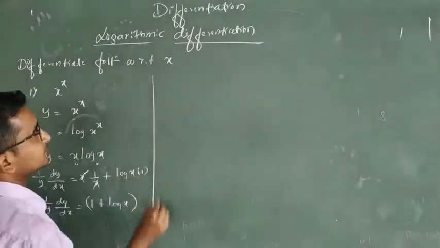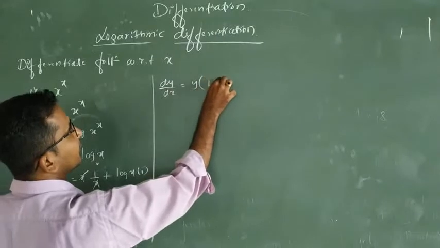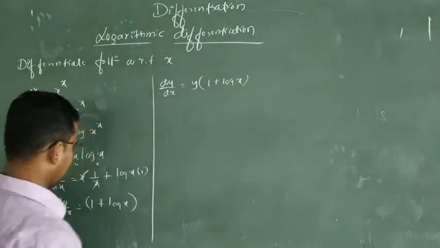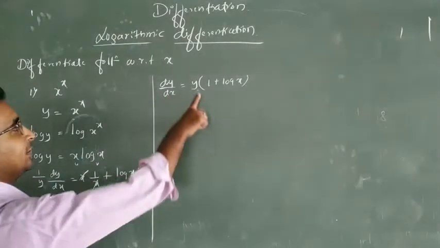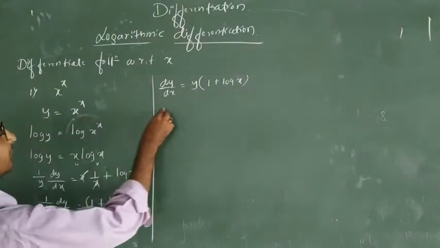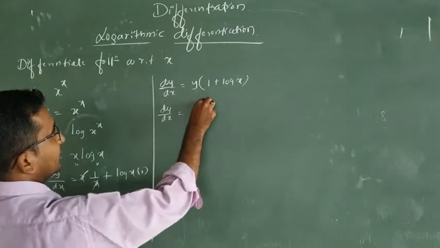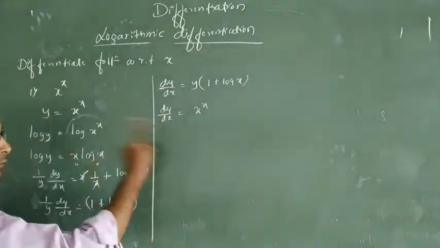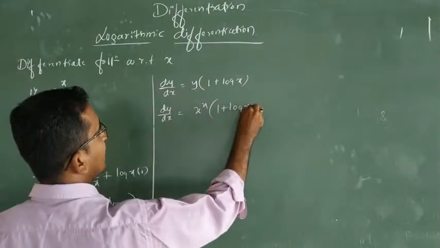Next you take this y to the RHS, to the numerator at the RHS. Then dy by dx is what? That is y into bracket 1 plus log of x. I have taken this y to the RHS, then it goes to the numerator. Then what is y? y is nothing but x raised to x. That you have to substitute compulsorily. In each and every example you get the y to the RHS, you have to take it to the RHS. Then x raised to x, 1 plus log of x.